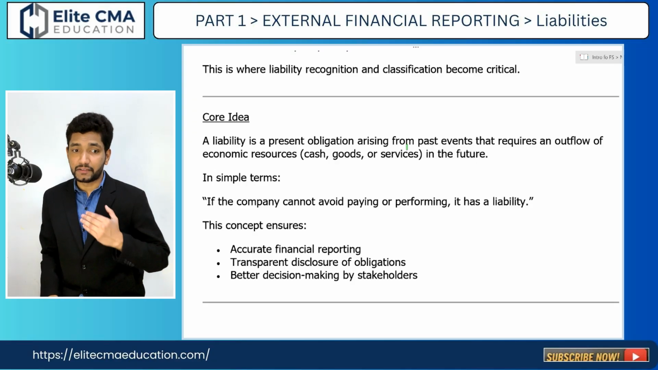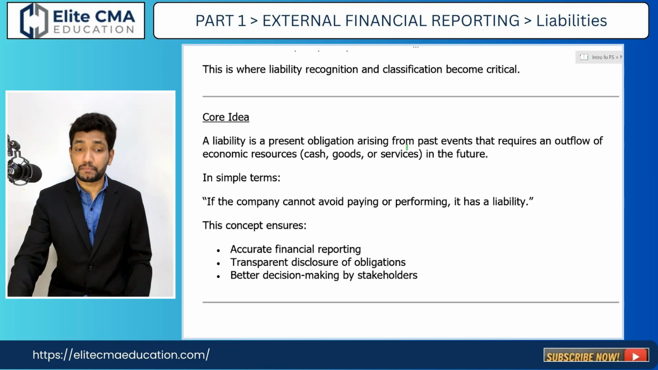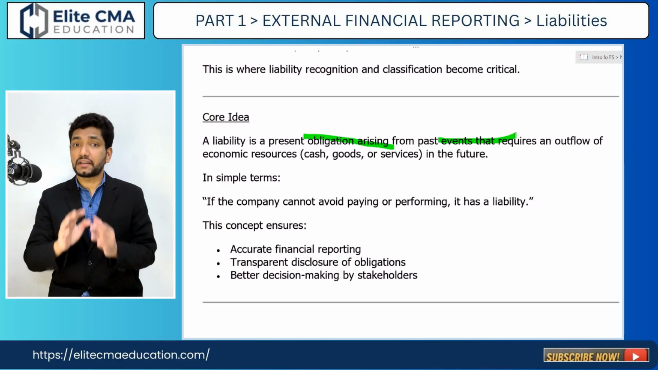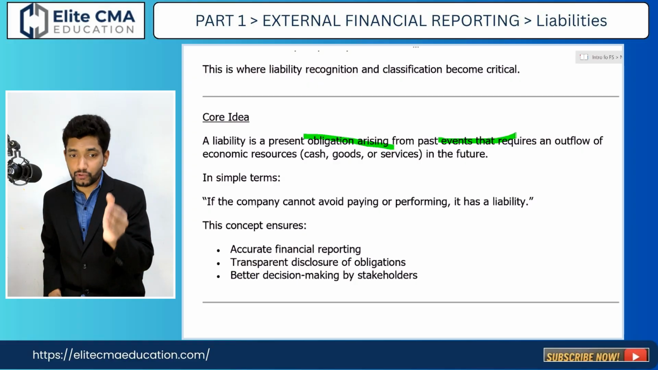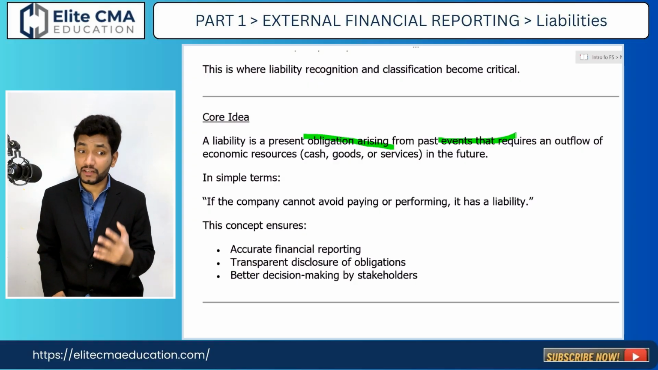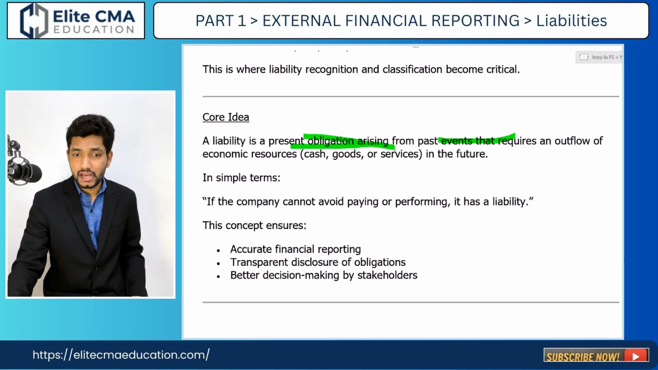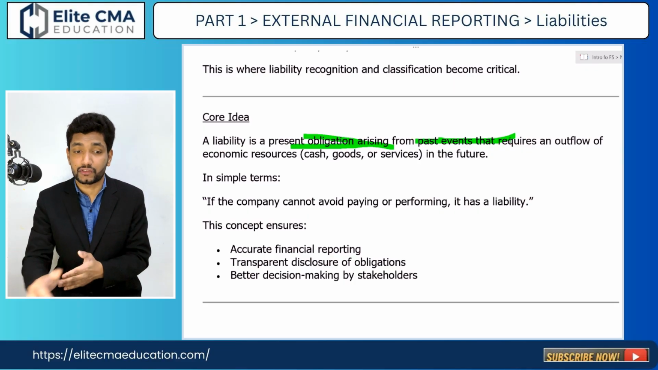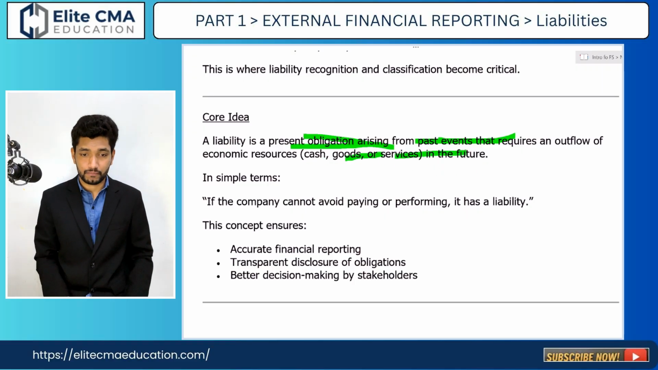So let's get started. What is a liability? A liability is a present obligation arising from a past event that requires an outflow of economic resources, such as cash, goods or services, in the future. First, it should be a present obligation, and it has arisen from a past event and requires an outflow of some economic resources like cash, goods or services in the future.